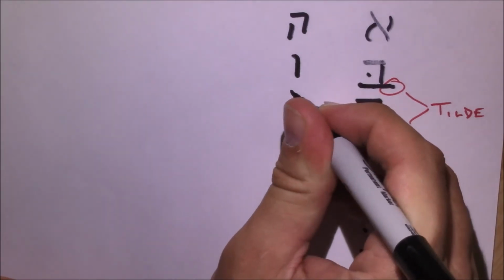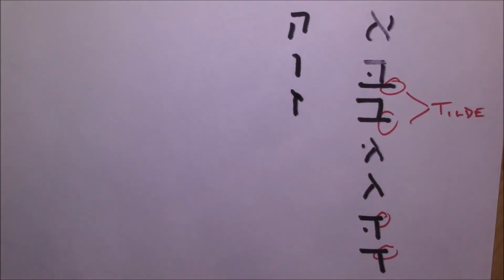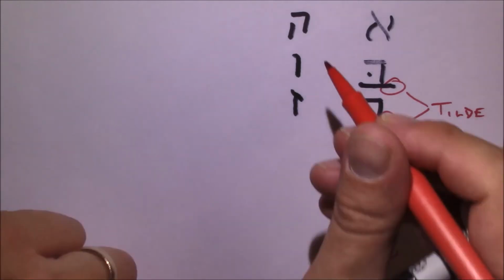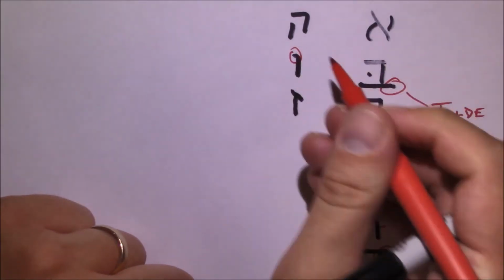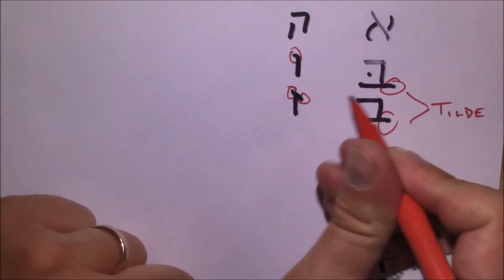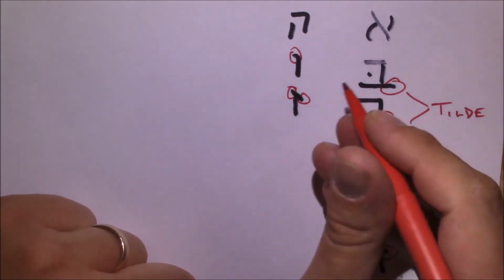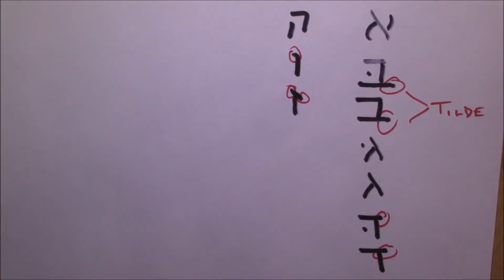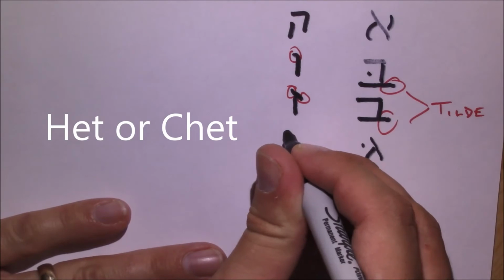And this one looks similar to our Vav, but notice that it has sort of a diagonal top to it with tildes on both sides. So the Vav has a little tilde on the front. This has it in two places and has that sort of diagonal stroke downward. This is our Z sound. Z, Zayin, Zayin. After Zayin, we have a letter called Chet.